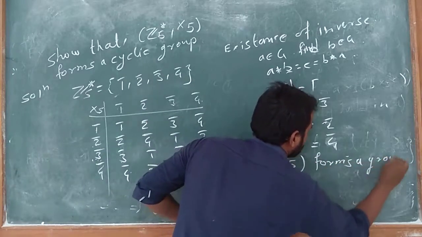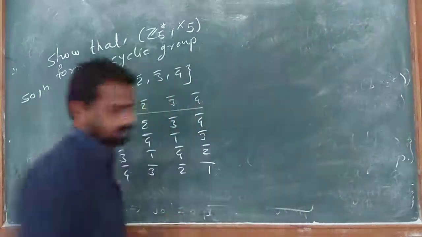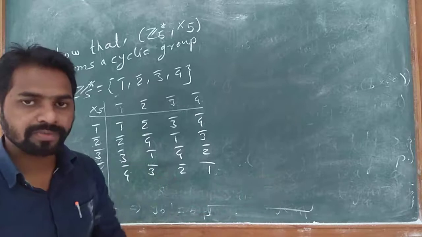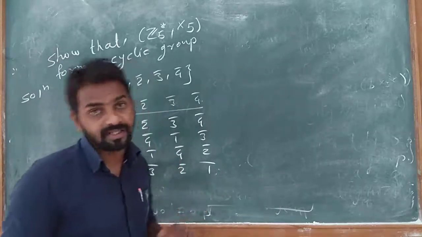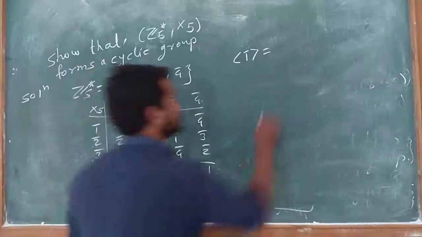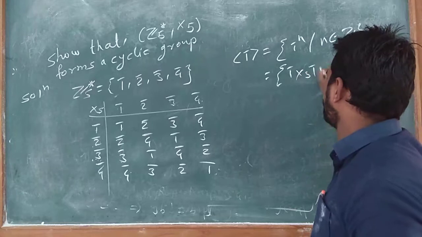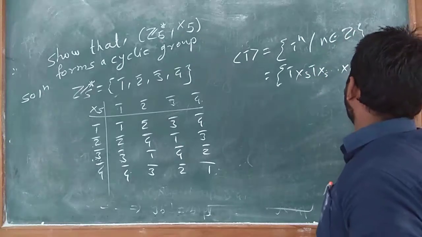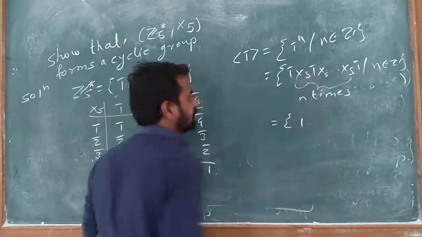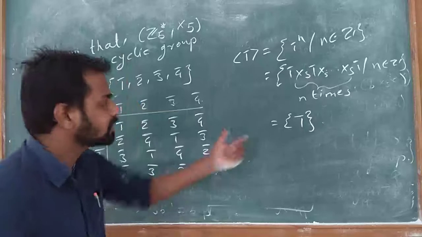Now we have to show that this group is cyclic. For proving this, we find the subgroup generated by all its elements. If the subgroup generated by some element in the group Z5 star is equal to Z5 star, then this is a cyclic group, otherwise not a cyclic group. So find the cyclic subgroup generated by 1 bar, which is 1 bar to the n such that n belongs to Z, equal to 1 bar multiplication modulo 5, n times. So we get 1 bar multiplied n times, and we get 1 bar. So the subgroup generated by 1 bar is the singleton set 1 bar.